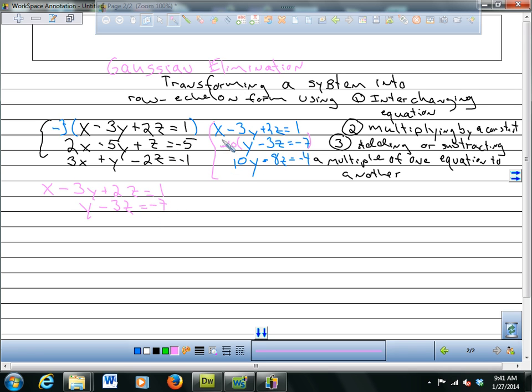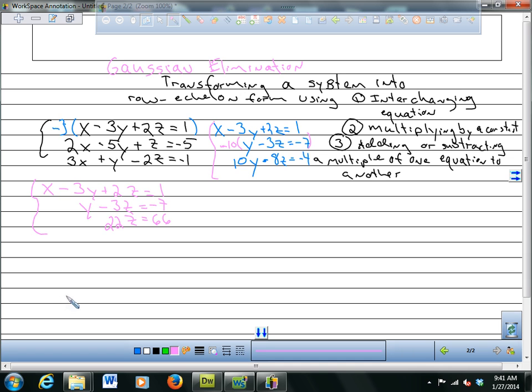And then I'm going to add negative 10 times this plus this, which makes the y's go away. Negative 10 times negative 3 is positive 30 minus 8 makes 22z. And negative 10 times negative 7 makes positive 70 minus 4 makes 66, right? So now I'm just about done, because now I can solve this system.